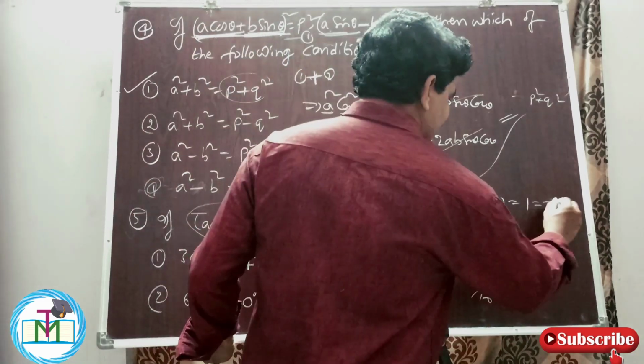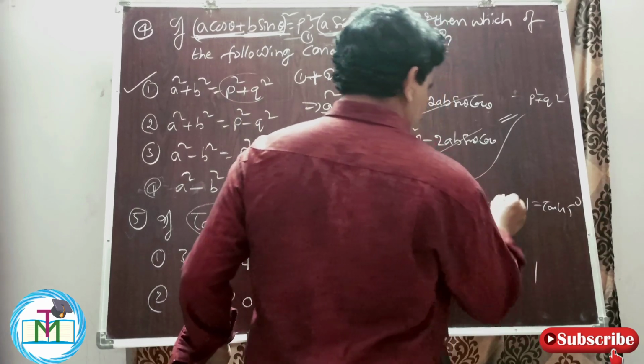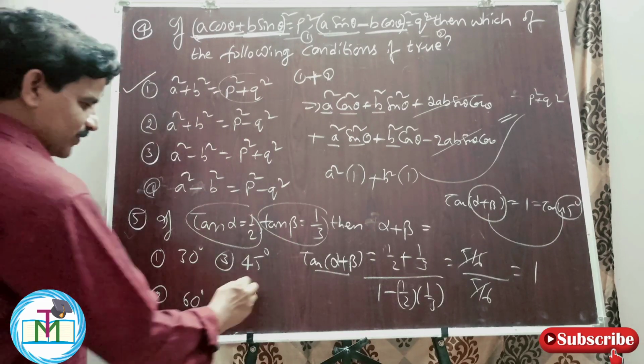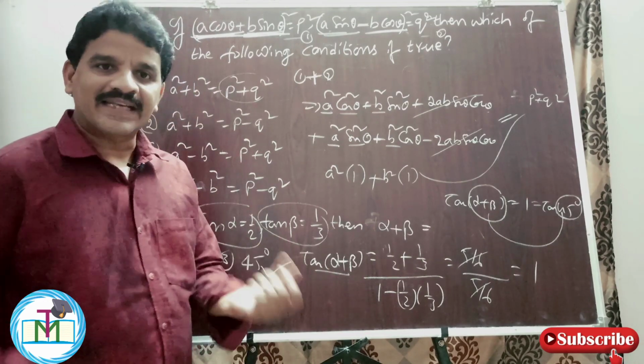Therefore 1 can be written as tan 45. So alpha plus beta is equal to how much? 45 degrees. Therefore option 3, 45 degrees is the right answer.